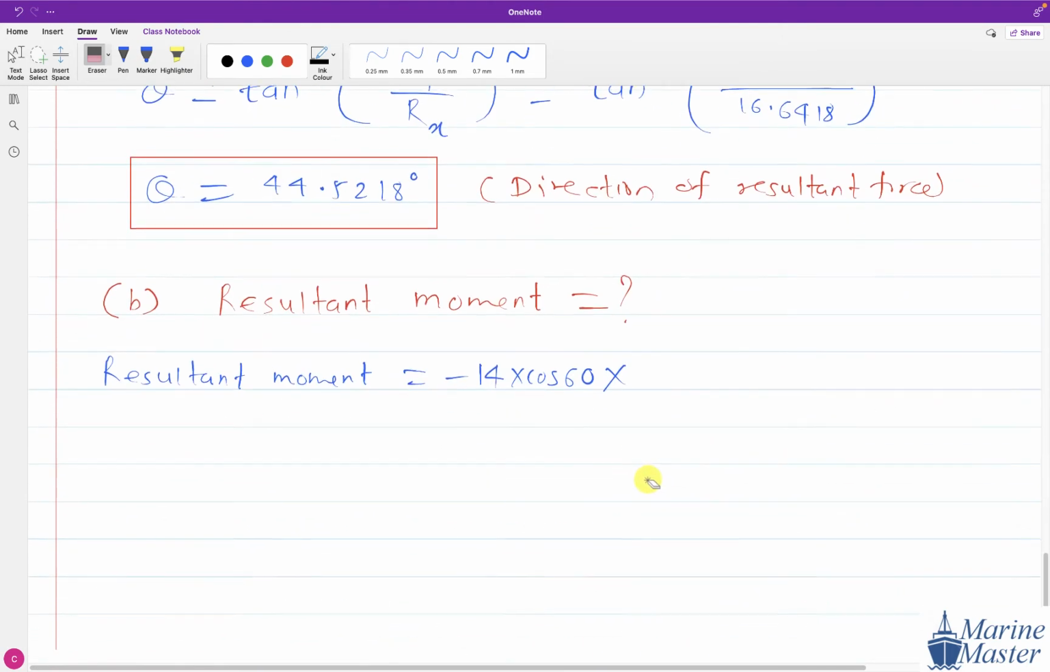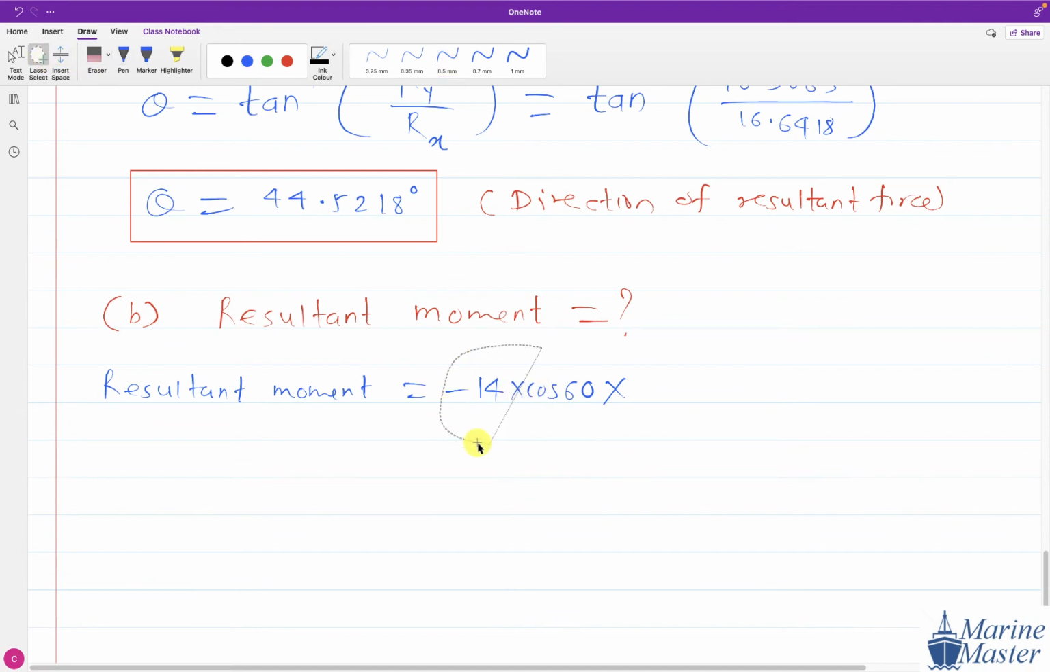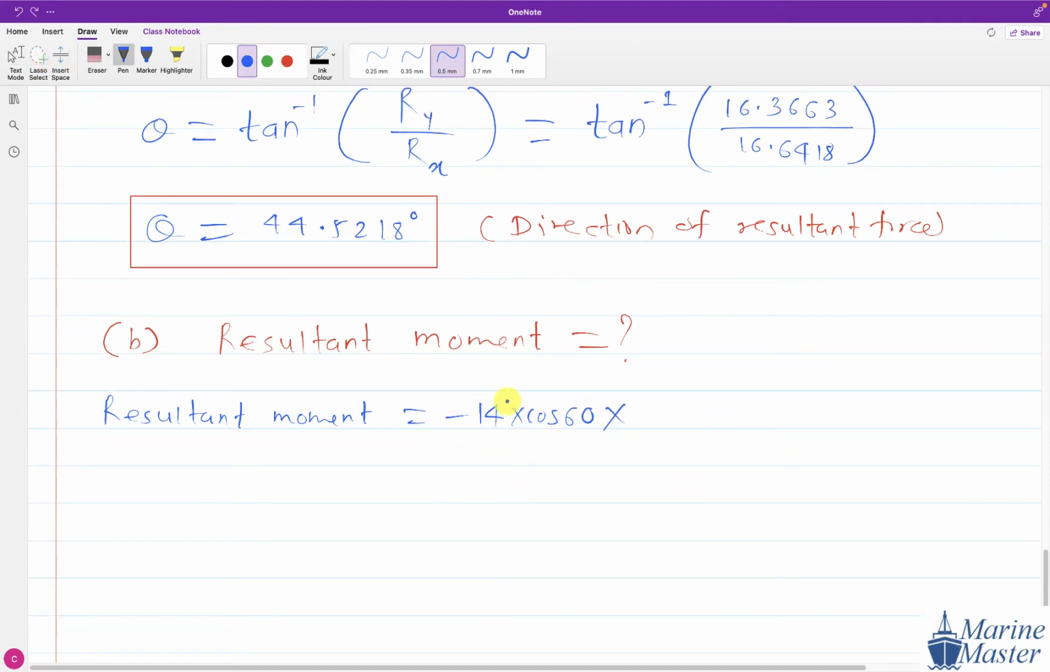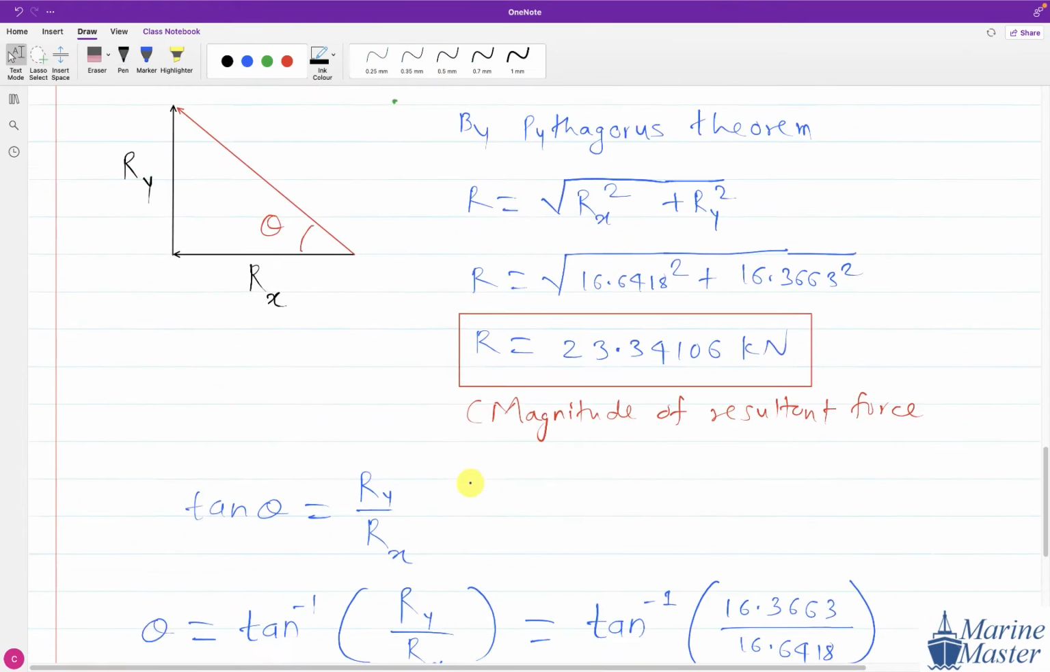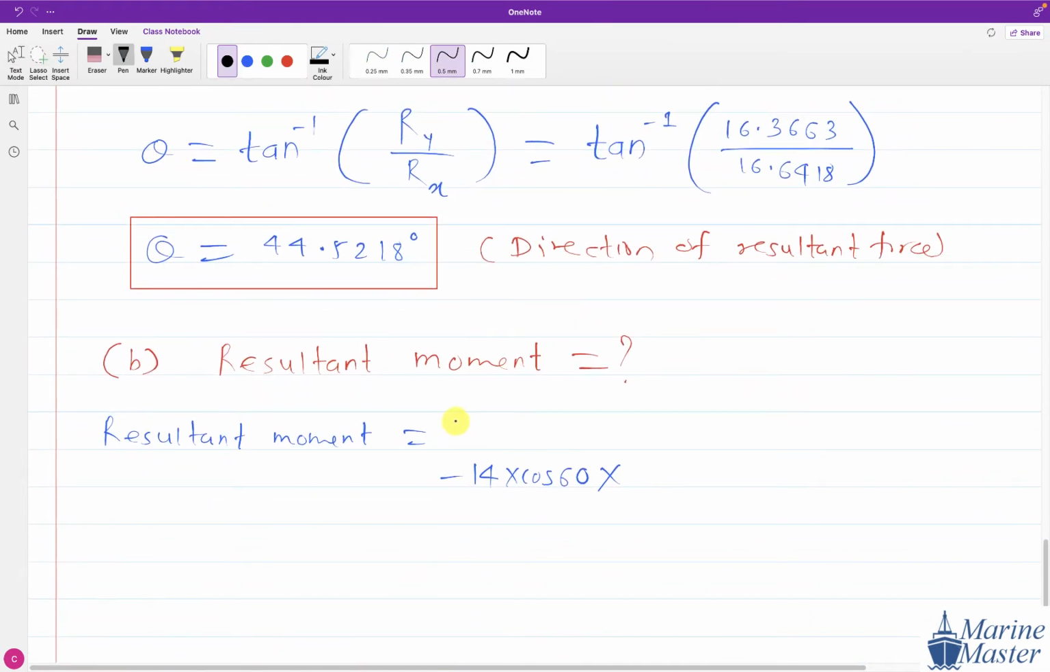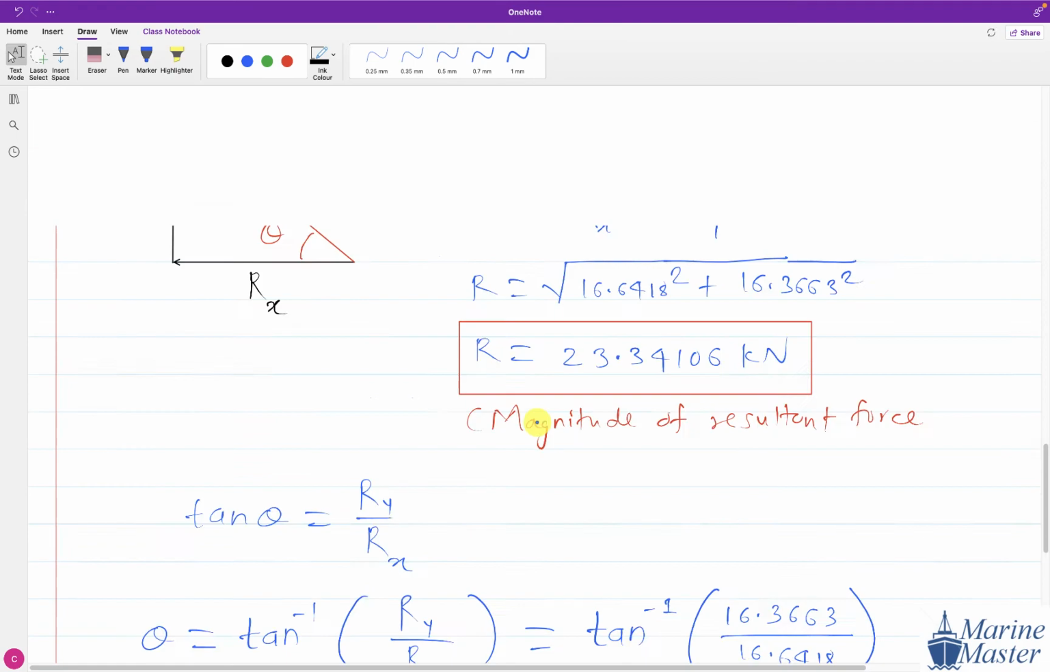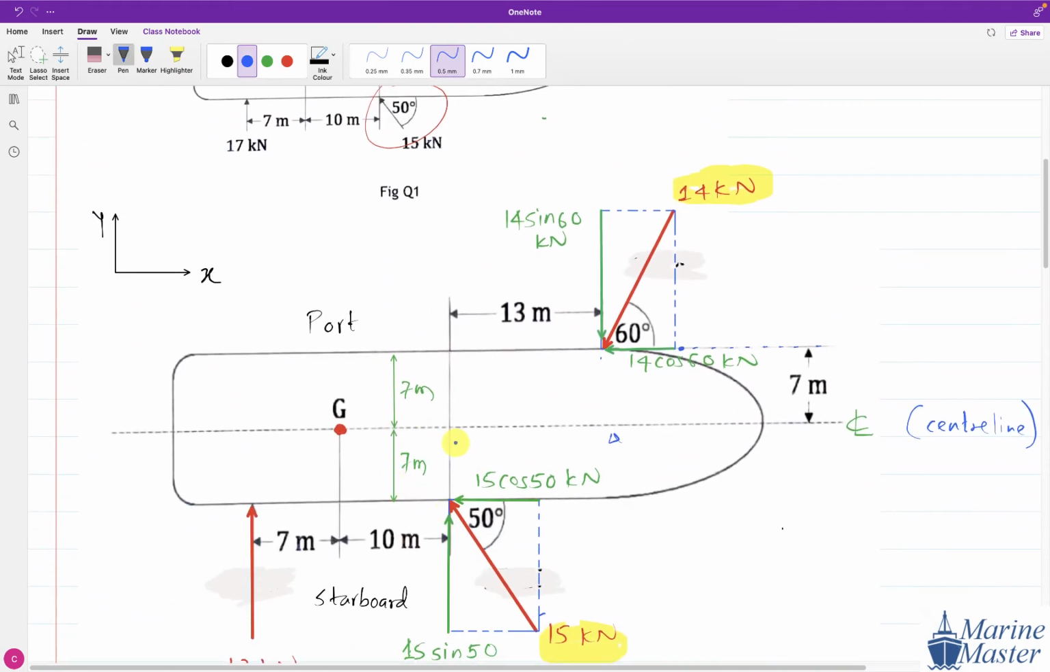Basically, before going further, one minute. Resultant moment is nothing but the summation of moments, force into perpendicular distance. Resultant moment will be the summation of all moments, about the G point. So minus 14 cos 60 into 7. Why are we taking minus? Because it is anti-clockwise. Try to see this one. It is going to turn the ship like this, anti-clockwise.